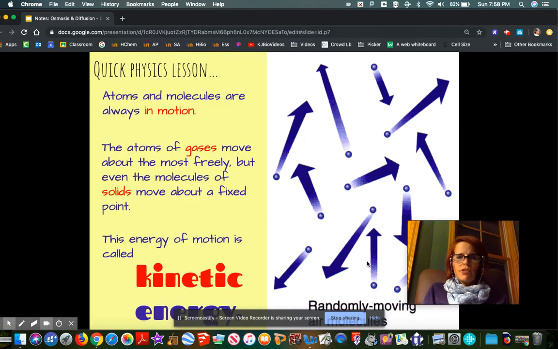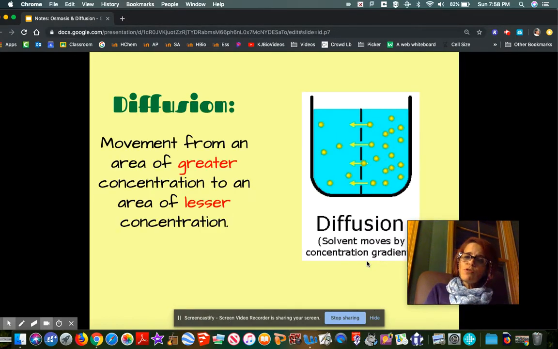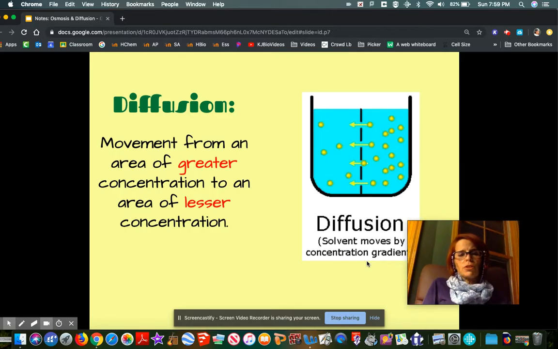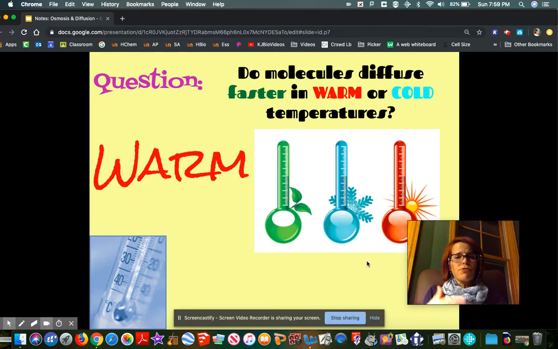Kinetic energy is the energy of motion, and it is the energy that allows particles to diffuse from an area of high concentration to an area of low concentration. In the diagram, you see all the little yellow dots moving from one side to the next. They're moving from an area of high concentration to a low concentration. That's diffusion. So here's a question for you: do molecules diffuse faster in warm or cold temperatures? I think lots of you probably know the answer. The answer is warm. They diffuse faster if the water or whatever is warmer.